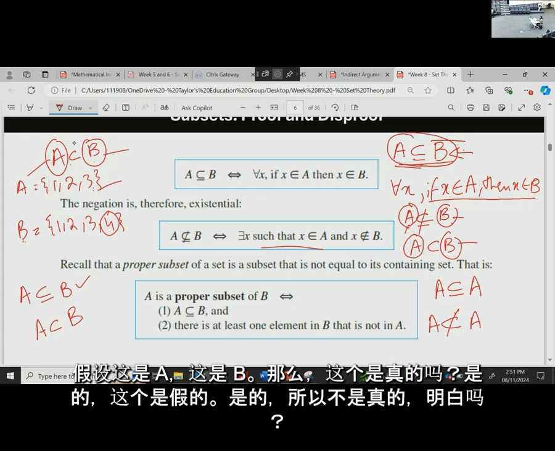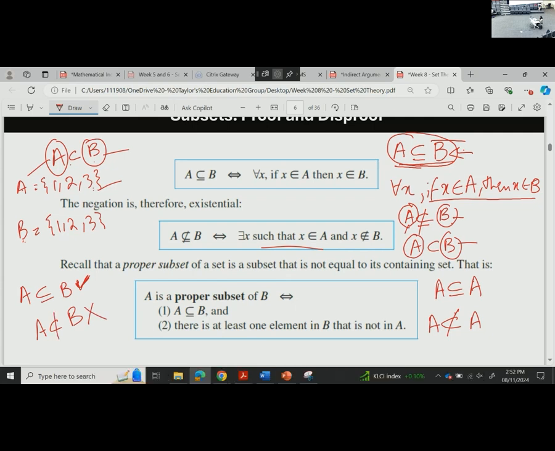Let's say this was A and this was B. Now, is it true? This one? Yeah. This one? False. Yeah, so not true. Okay, understand?